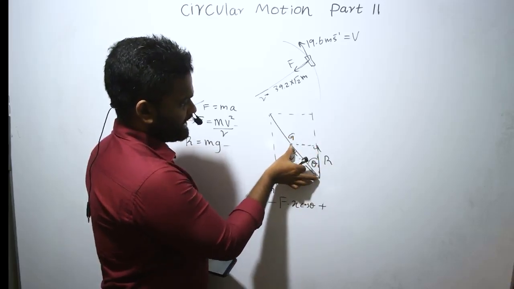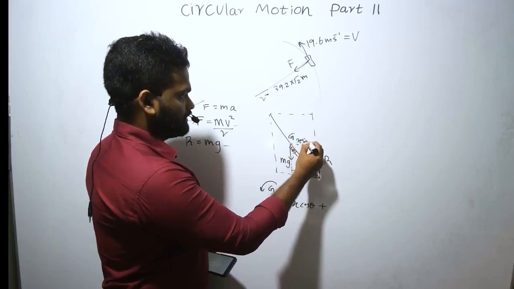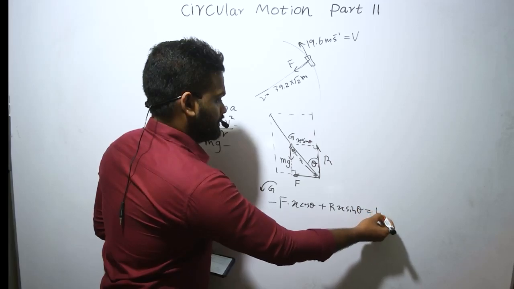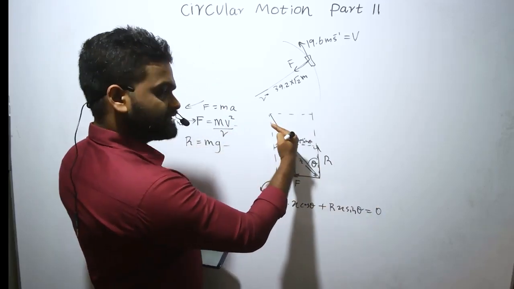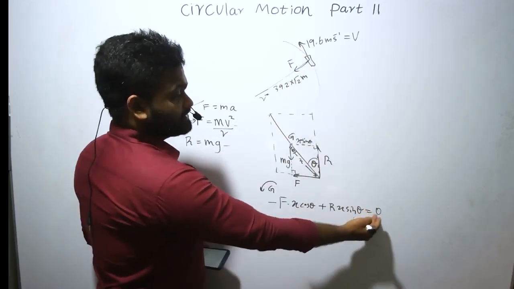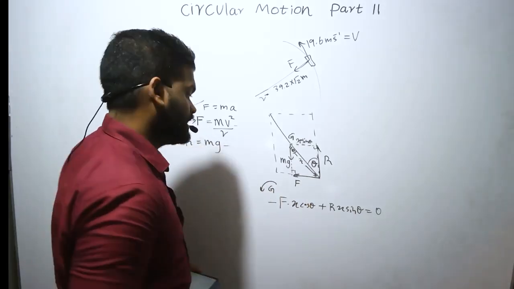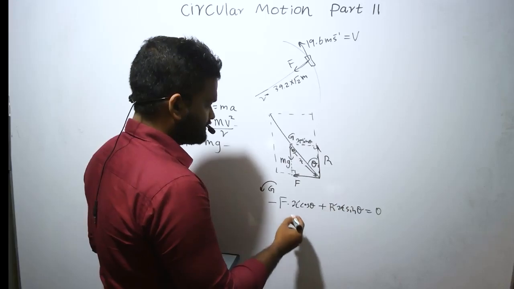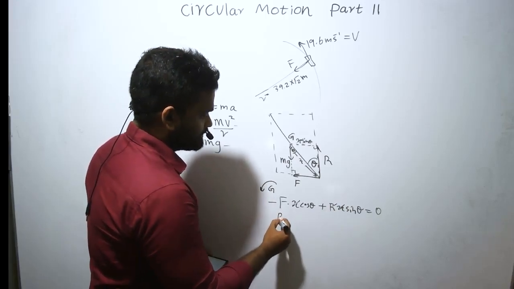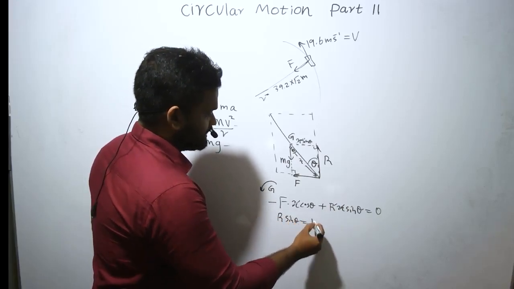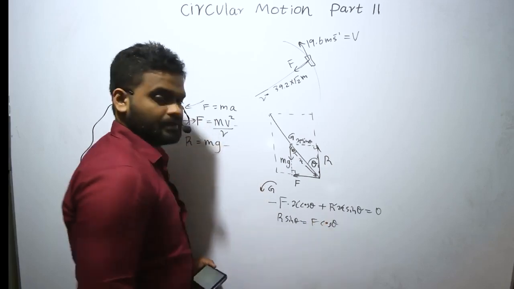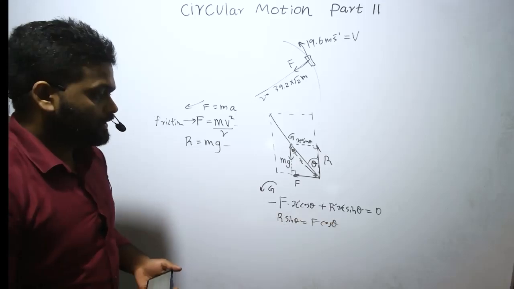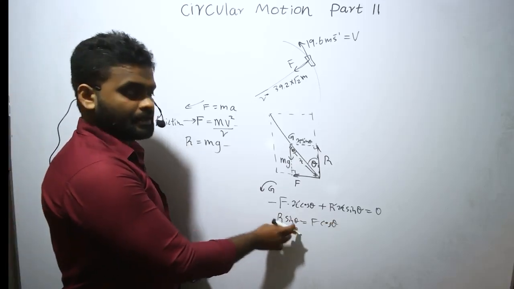R times this length. This length is x sine theta, so R x sine theta. The bike is balanced like this at this moment, so you can say this whole thing is equal to 0. Here you can get rid of x. So R sine theta is equal to F cos theta. Now we have three equations. Instead of R here, I can put mg.